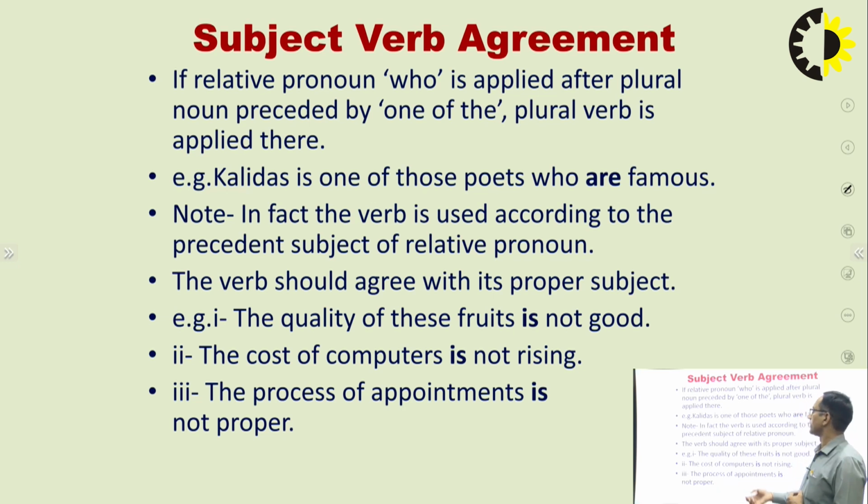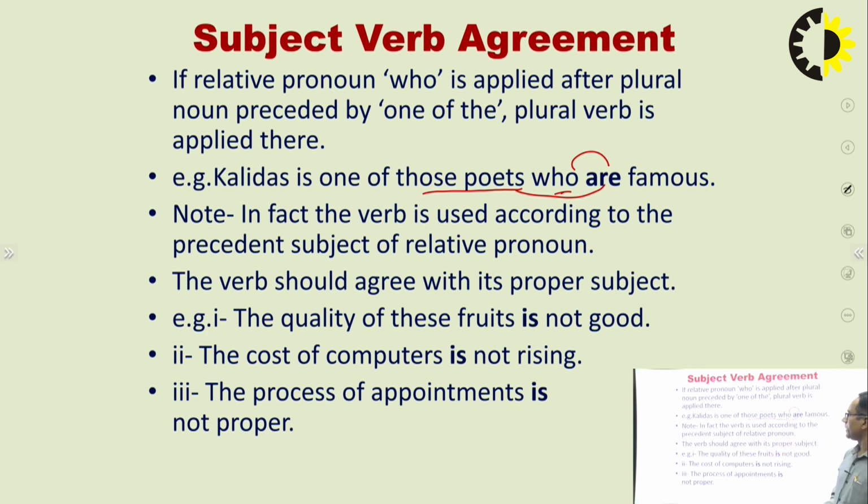The verb agrees with that. For example, Kalidas is one of those poets who are famous. Actually, who is not deciding the verb. The verb is being decided by those poets. So the verb agrees with the word that comes before who. In fact, the verb is used according to the precedent subject of the relative pronoun.